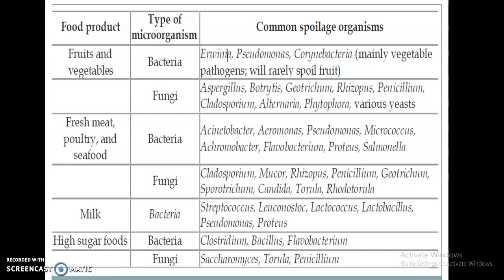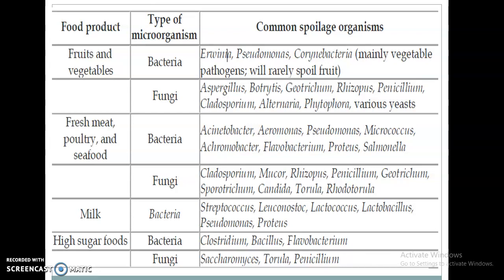Okay, and next is the milk. Milk is spoiled mostly by bacteria, not fungi. Remember, fruits, vegetables, fresh meat, and high sugar foods are spoiled by both bacteria and fungi. But milk is mainly spoiled by only bacteria. The examples include Streptococcus, Leuconostoc, Lactococcus, Lactobacillus, Pseudomonas and Proteus.